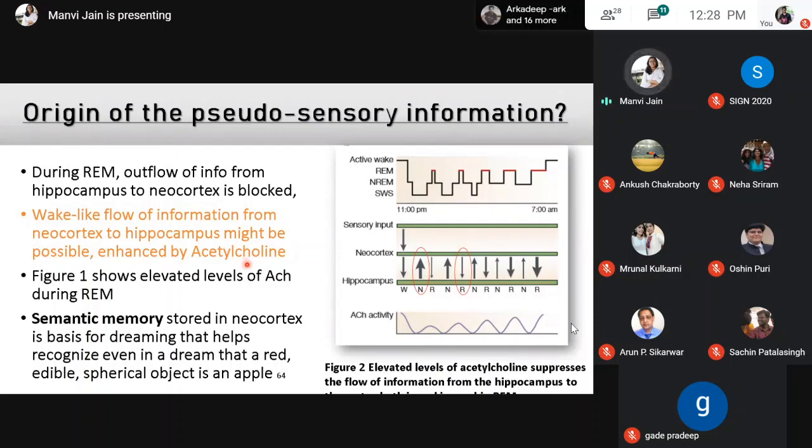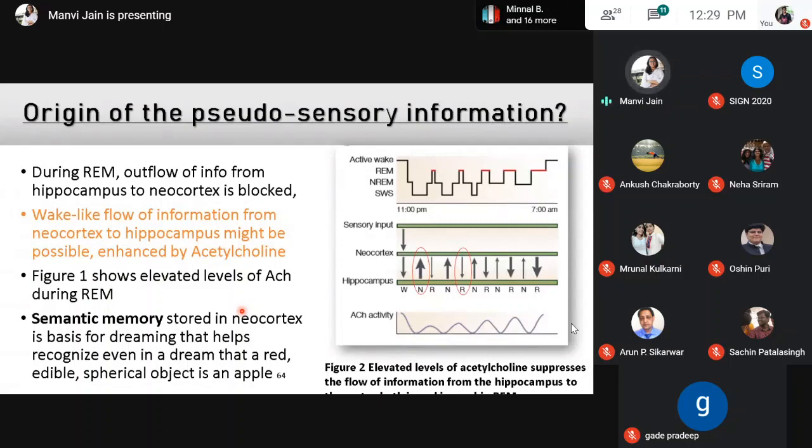So this is how we come to a conclusion that semantic memory forms the basis of the neocortex, and none of the other memories are involved in this process. The semantic memory is involved in a way that if we see a tree in the dream, we do not recognize it as an abnormal object. We know that yes, it is a tree. If it is a red edible spherical object, we know that it is an apple.